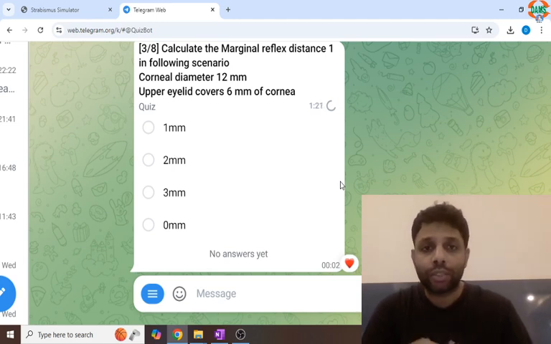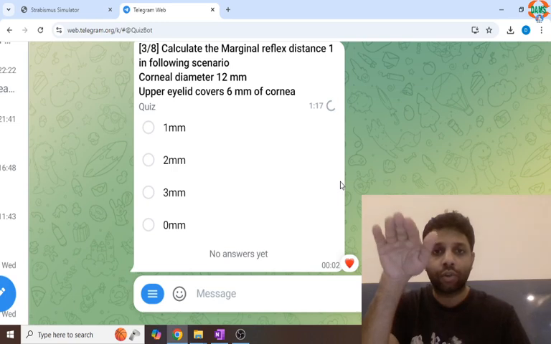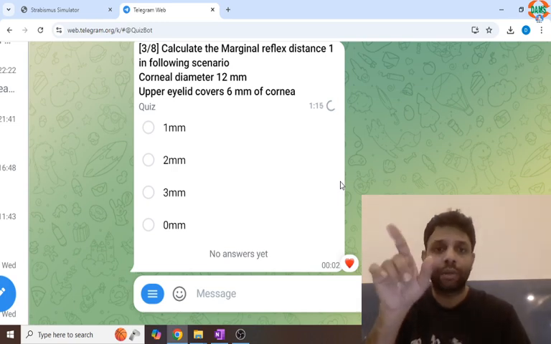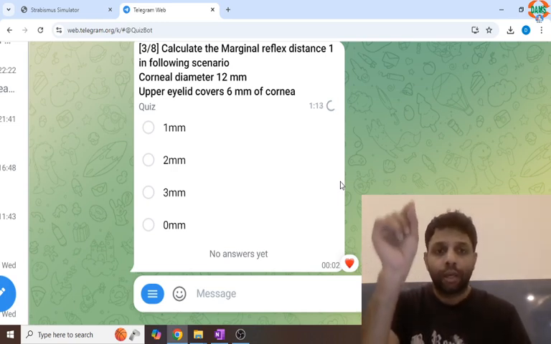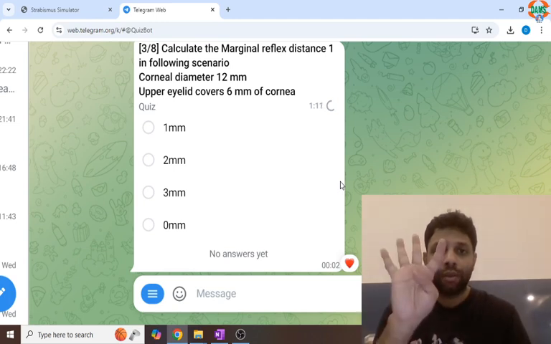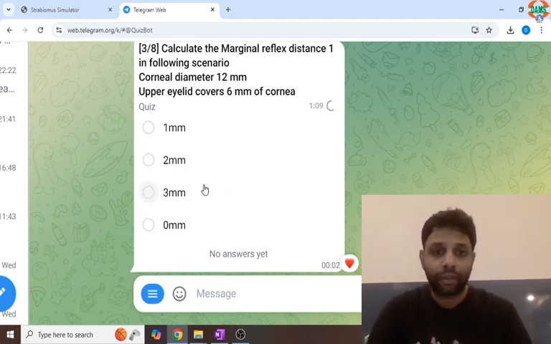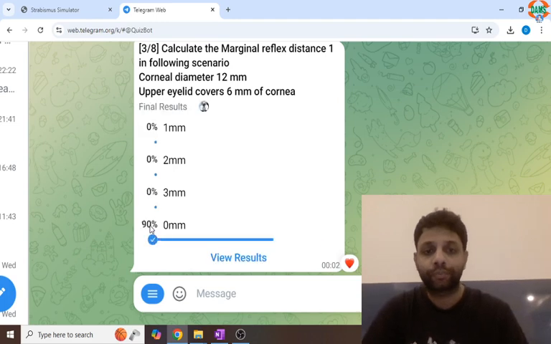How much is the ptosis in this case? Normally in 12 millimeters, 1/6 of the cornea, that is 2 millimeters, is normally covered, and the upper eyelid is covering 6 mm, so the ptosis will be 4 millimeters. So here the answer is MRD1 is 0.